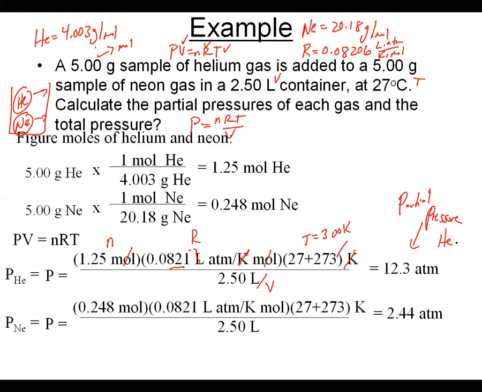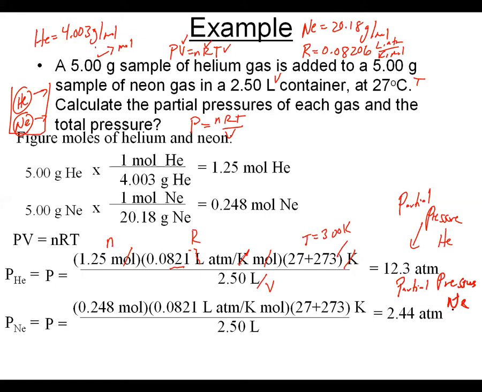Again, that is what is known as the partial pressure, in this case of neon. Right? So that's the partial pressure of neon. Any questions so far? So those are two of the answers that we're looking for.